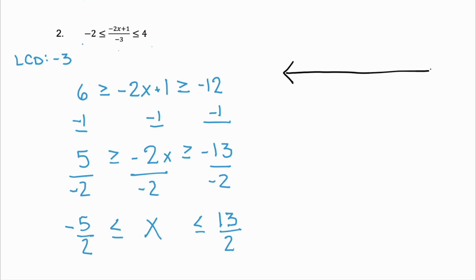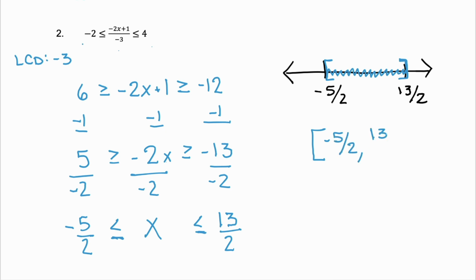It already tells us that x is between -5 halves and 13 halves. See why I like these 3-part inequalities? I know that I'm shading between these 2 numbers. And they both have this equal sign, so I know I have brackets at both. So my interval is -5 halves with a bracket through 13 halves, also with a bracket.